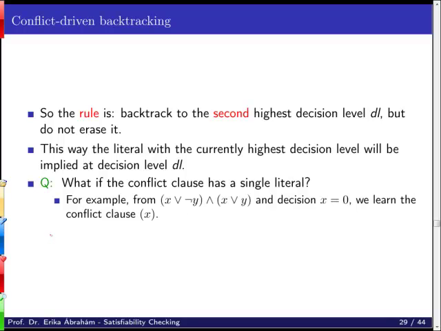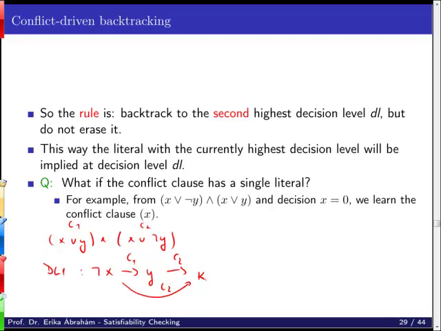Let's say we have (x or y) and (not x or y) and (x or not y). So I will try to make a decision at level 1: not x. This is clause C1, this is clause C2. C1 will imply that y must hold, and these two by C2 will lead to a conflict.